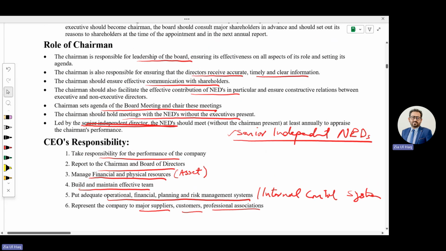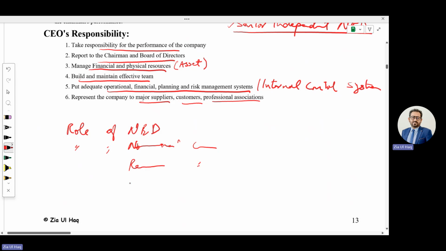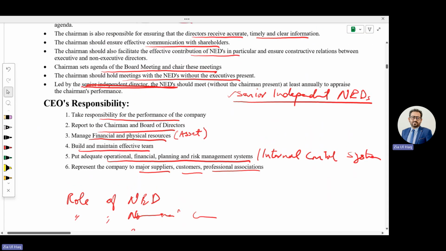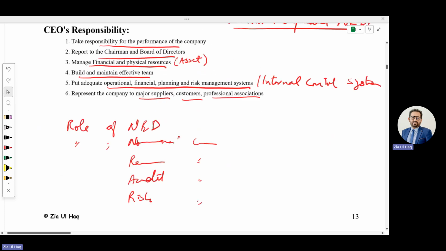So we need to learn some role of chairman and role of CEO. We need to learn some role of non-executive directors, role of nomination committee, role of remuneration committee, role of audit committee, and role of risk committee. Examiner could set any of the requirements relating to role of chairman, CEO, NED, or any of the committees. What else are we having in corporate governance?